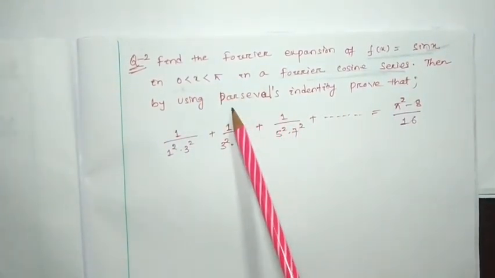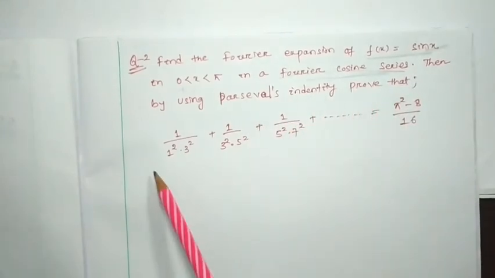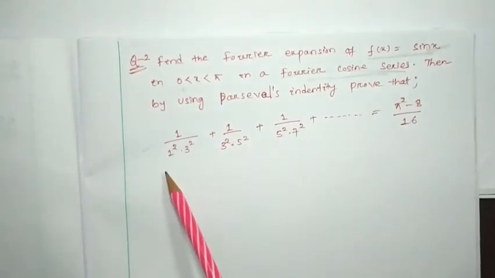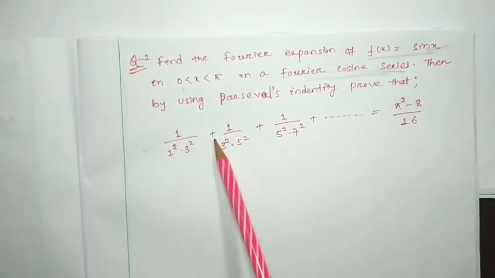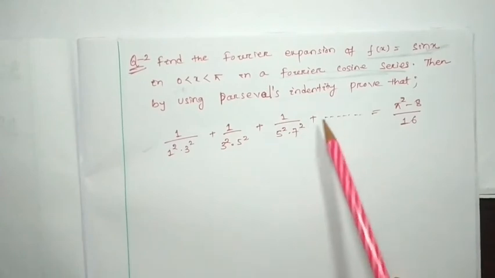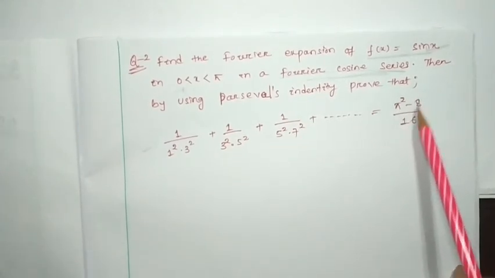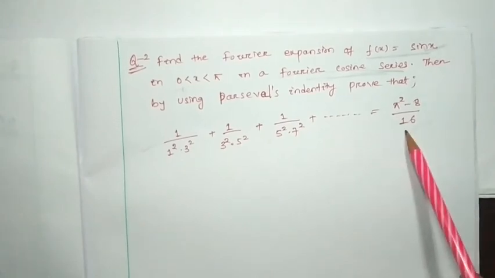Then by using Parseval's identity you have to prove this one, that is 1 by 1 square into 3 square plus 1 by 3 square into 5 square plus 1 by 5 square into 7 square plus dot dot is equal to (pi square minus 8) by 16. That you have to prove.